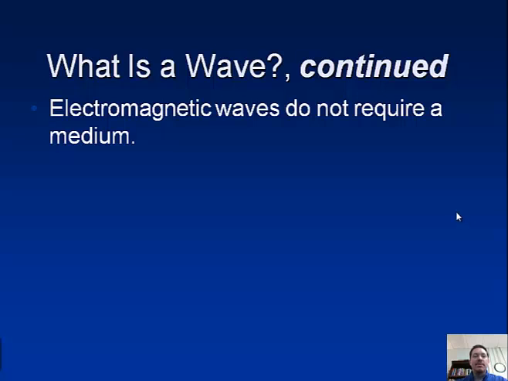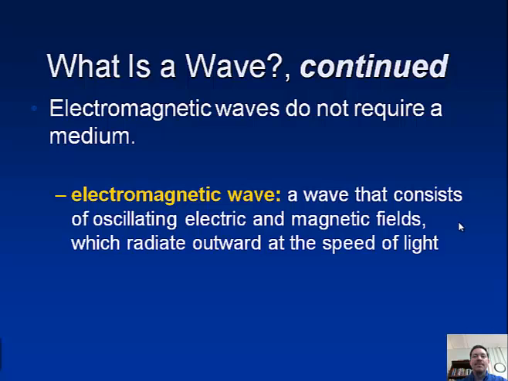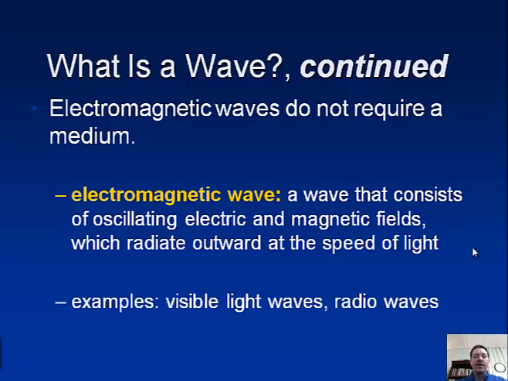An electromagnetic wave, like light, is a wave that consists of oscillating electric and magnetic fields which radiate outward at the speed of light. So traveling at the speed of light. Visible light waves, radio waves, X-rays, ultraviolet rays.